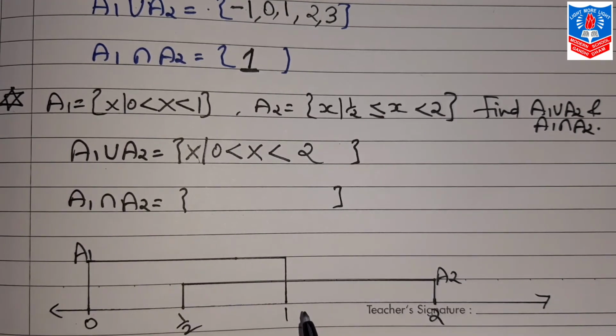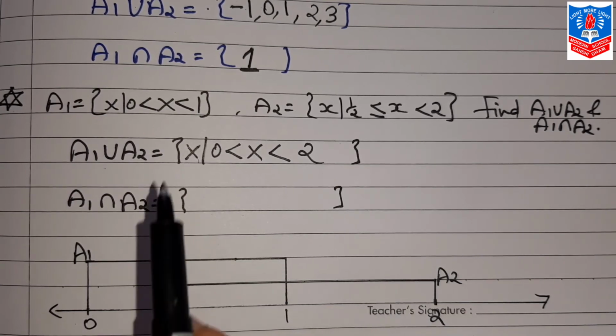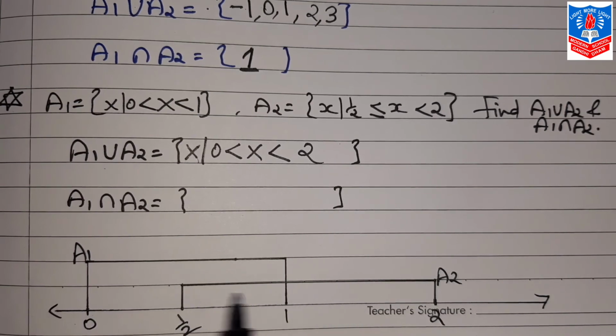For that, here I have shown it with a diagram. You can see 0, half, 1 and 2. These values I have written. Now A1 is from 0 to 1, so this is the area. Now A2 is from half to 2. Of course half is also included. Now we want the common area of this A1 and A2.